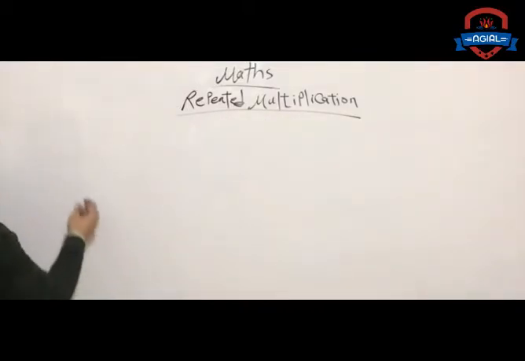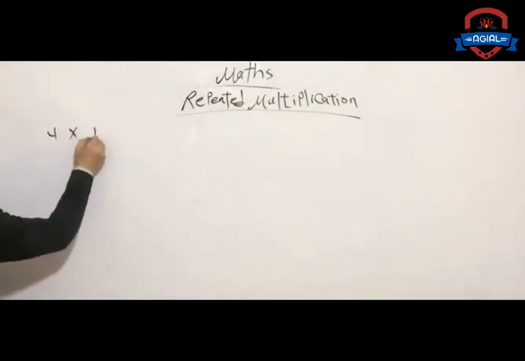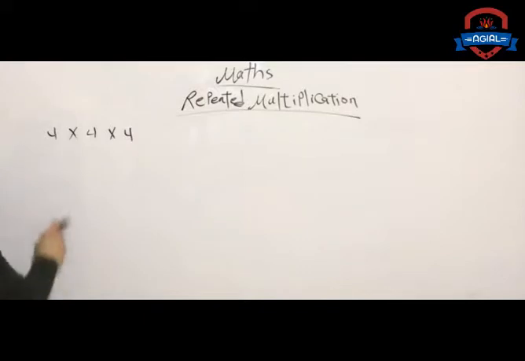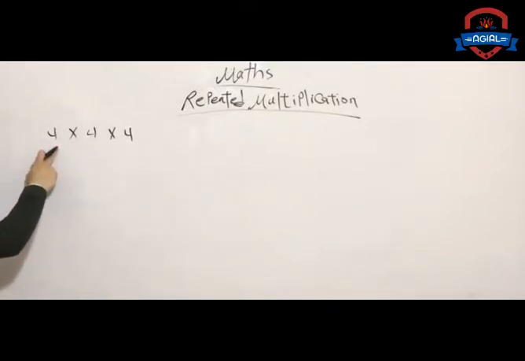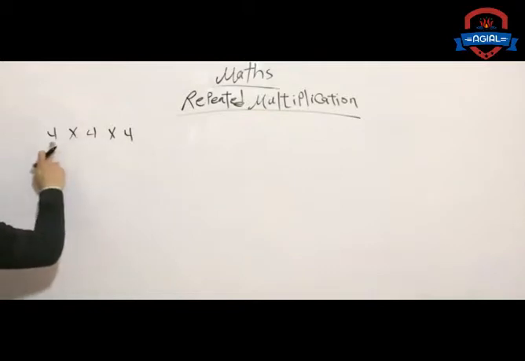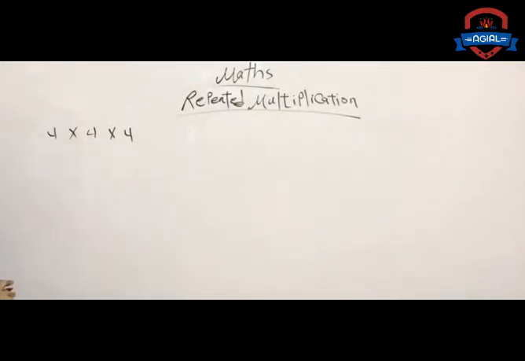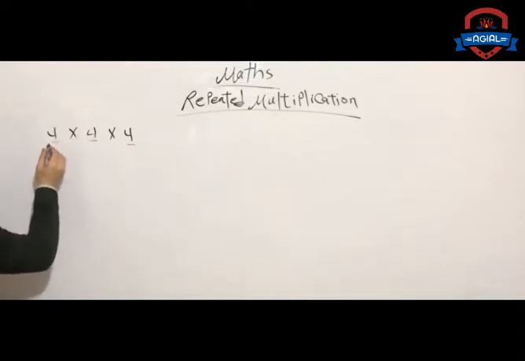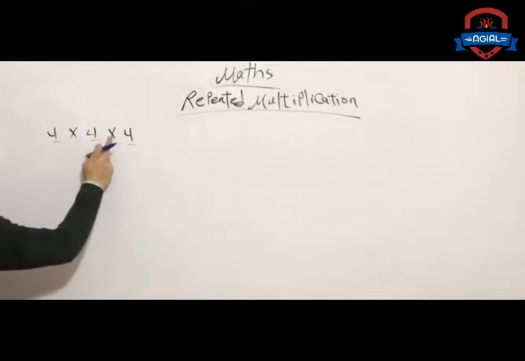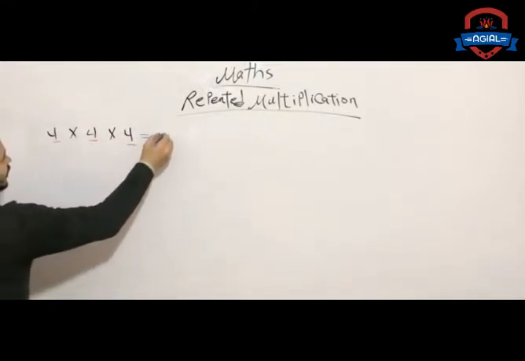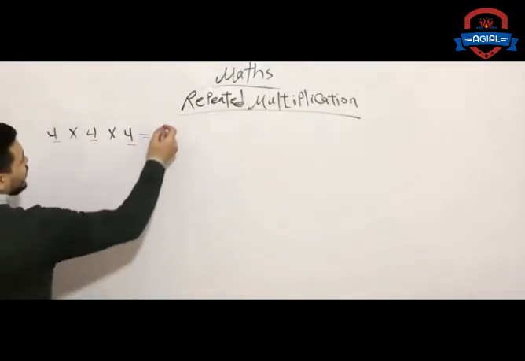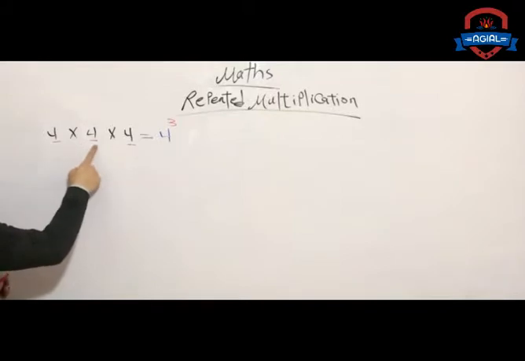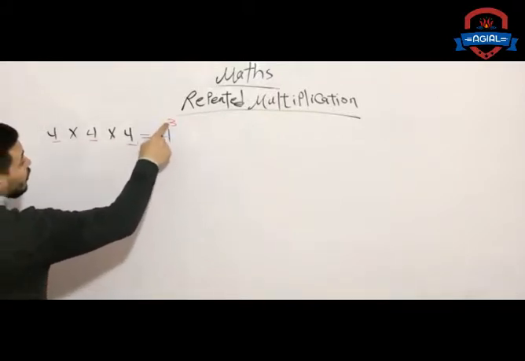So if we have 4, the number 4 is multiplied by itself 3 times. So we have 4 times 4 times 4, which equals 4 to the power of 3.